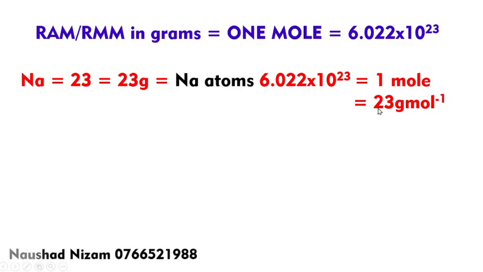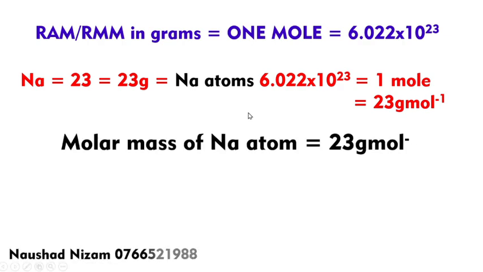In 1 mole you get 23 grams of sodium atoms. So that is called the molar mass. In 1 mole, how many grams do you have? 23. If you take 23 grams of sodium, it has 1 mole. For 1 mole you have 23 grams. So in 23 grams you have 6.022 times 10 to the power 23 sodium atoms. That means 1 mole. So this is the relationship between the relative atomic mass or relative molecular mass, the mole, the molar mass and the numbers.